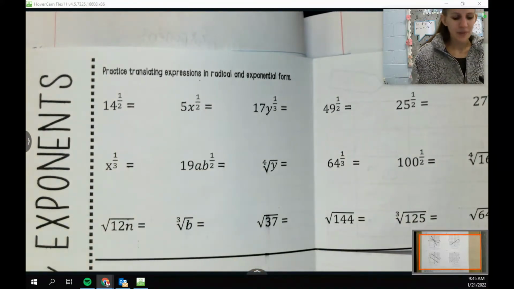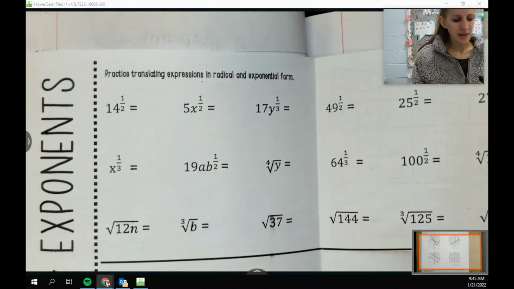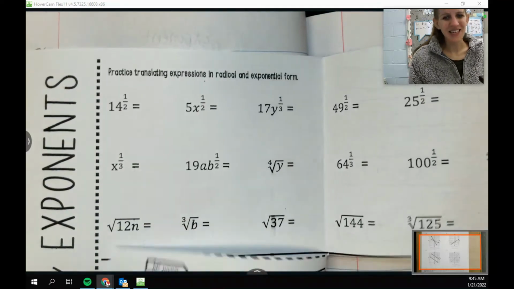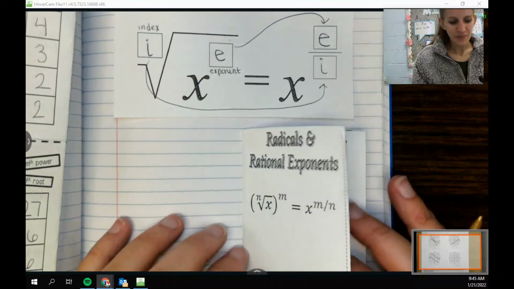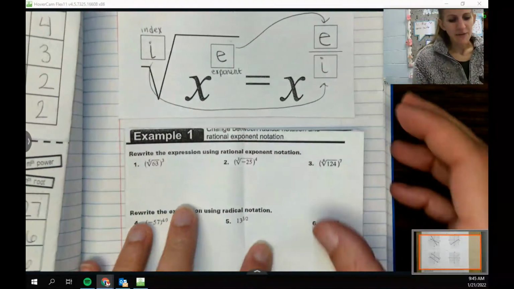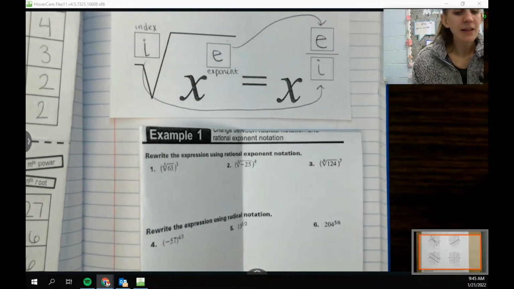So, you know what, I'm going to come back to these, maybe, because we did a lot of those. Let's jump over here because I think these ones are a little bit more fun. Okay, so let's look in our book. First, we're just going to practice rewriting.